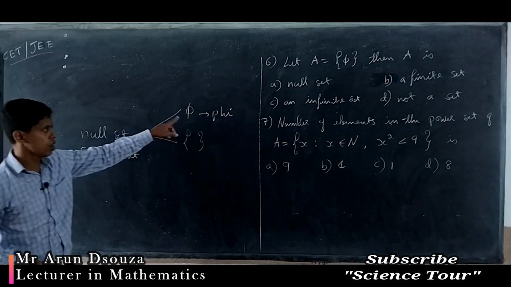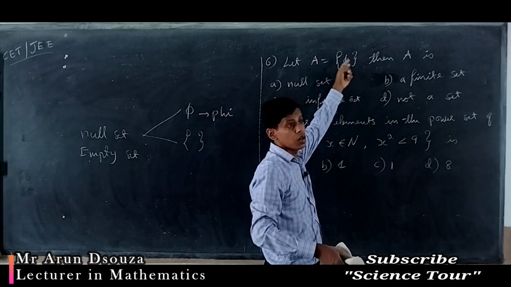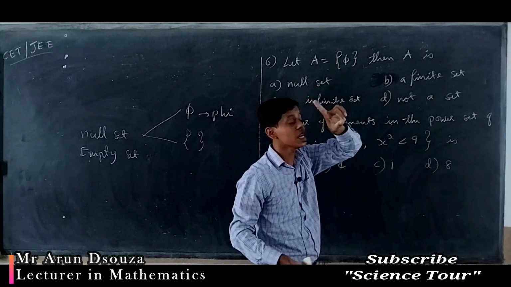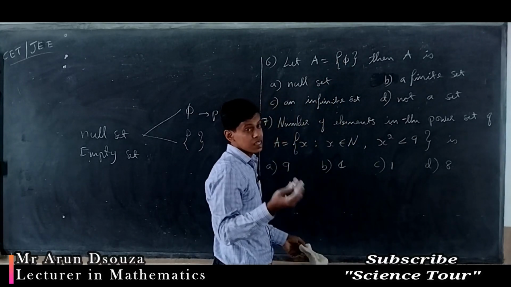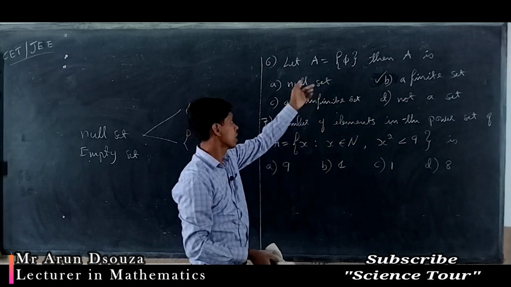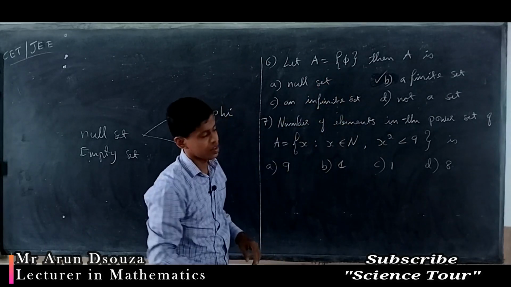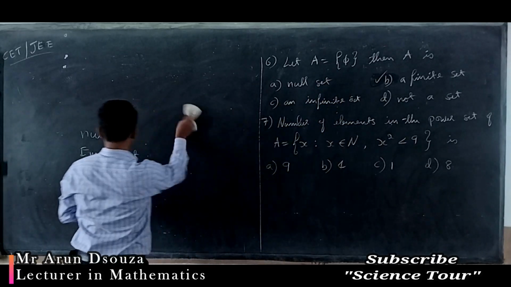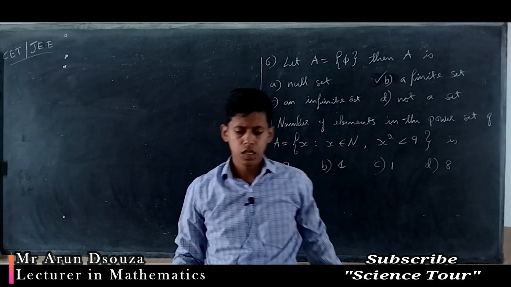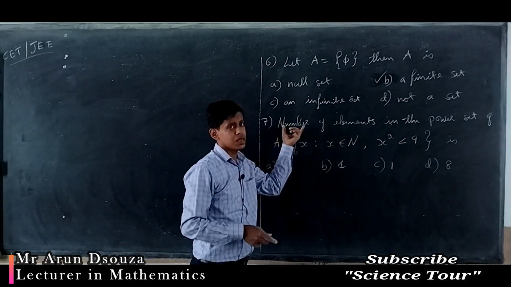So any one symbol. But if you write a set of phi, a set which includes phi, that means it has one element. That means it is a singleton set, or you can say it is a finite set. It is not a null set, not infinite. It is a finite set. Good. Let's move on to the next. Please keep this in mind. It is a very important concept. Many students get confused with that. You don't be confused.